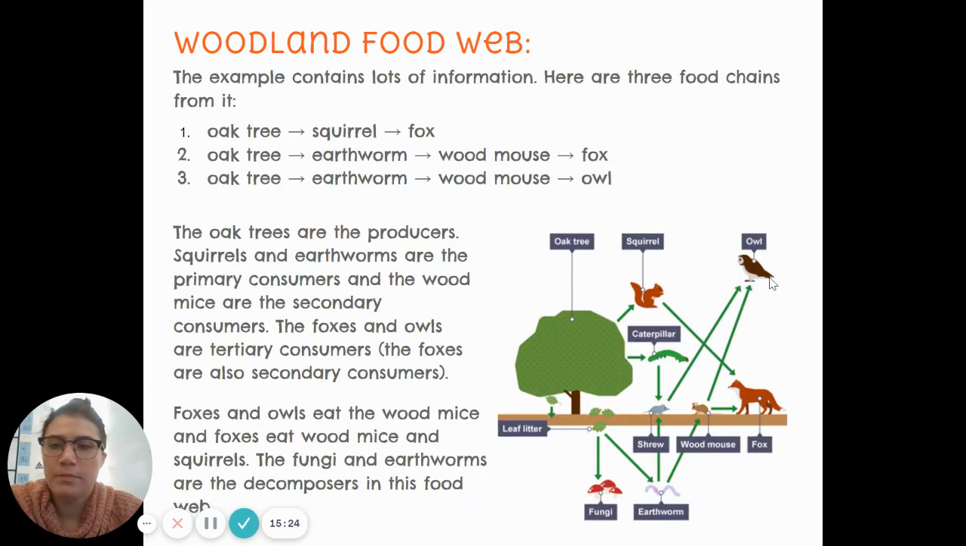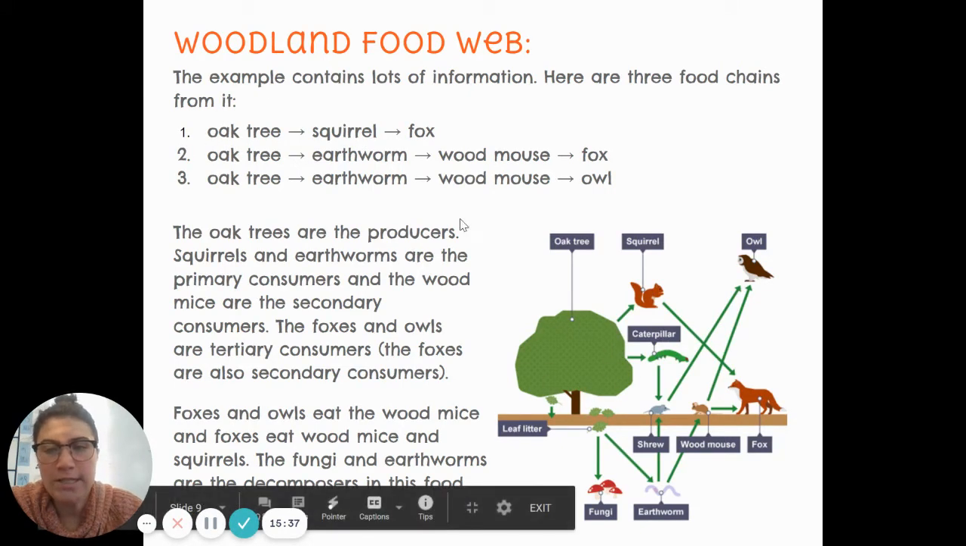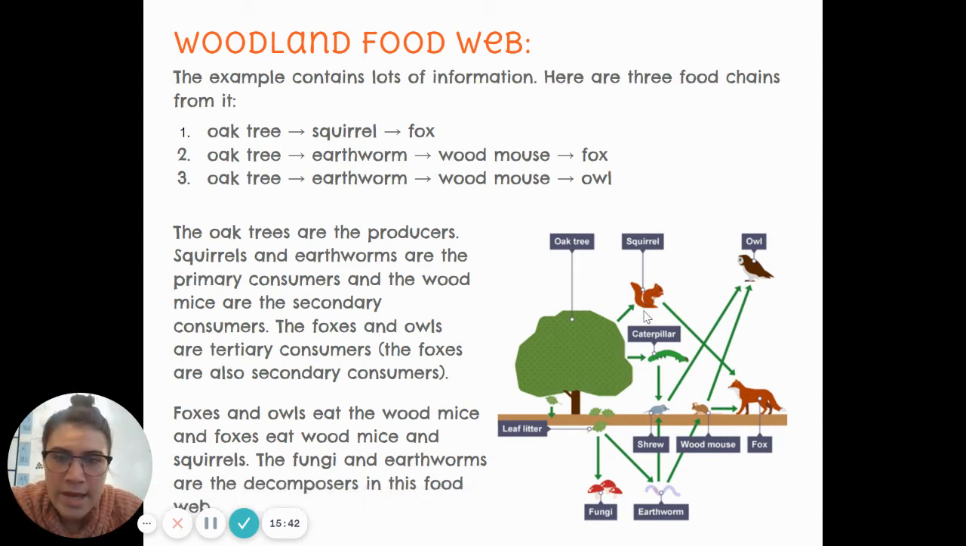Okay, so let's give an example of a food chain and food webs. This example contains a lot of information. Here are 3 food chains from it. We have number 1, which is our oak tree, which gets eaten by the squirrel, and then the fox eats the squirrel. So that is 1 food chain.